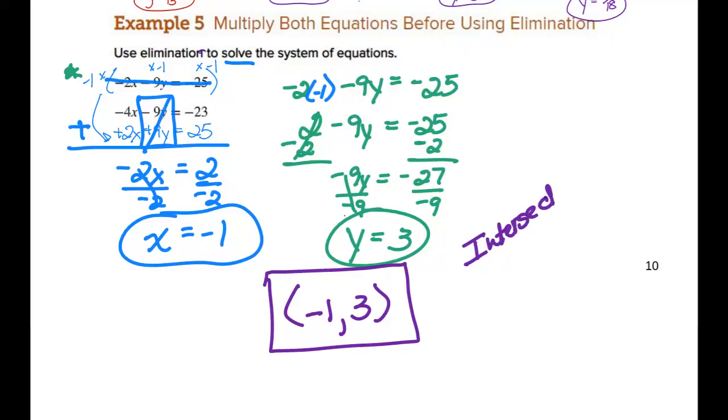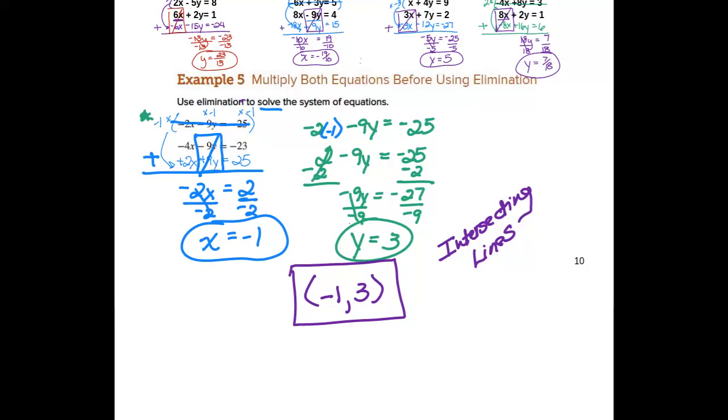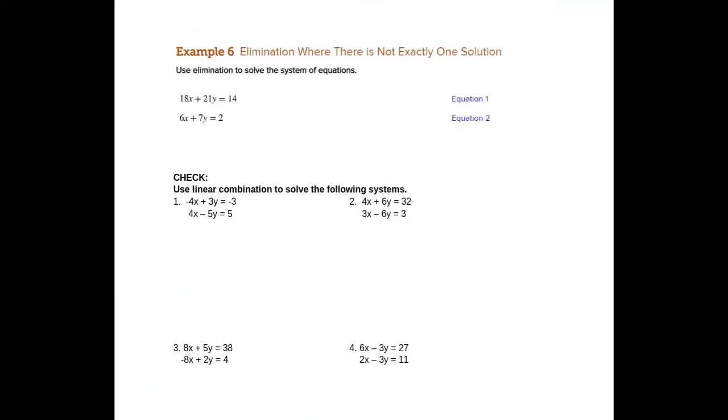Or as I think I put on the first day, which was a Friday, interesting. No, they're not interesting lines, they're intersecting lines. Interesting, yes.